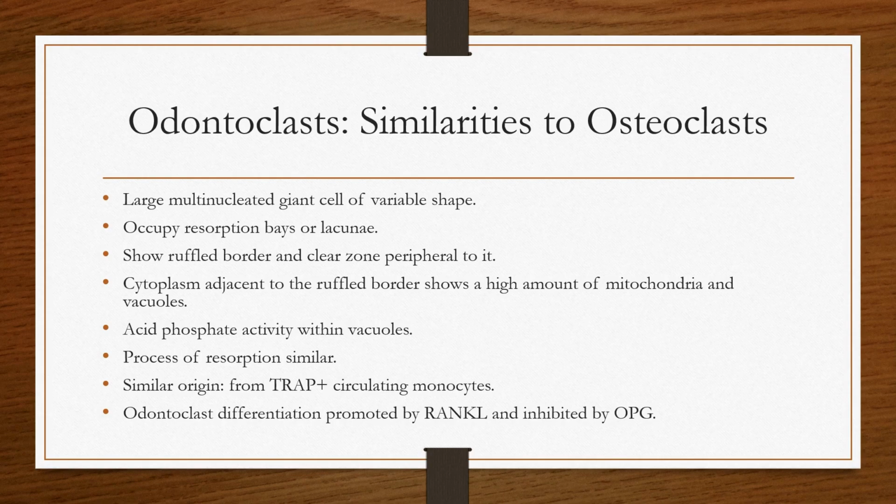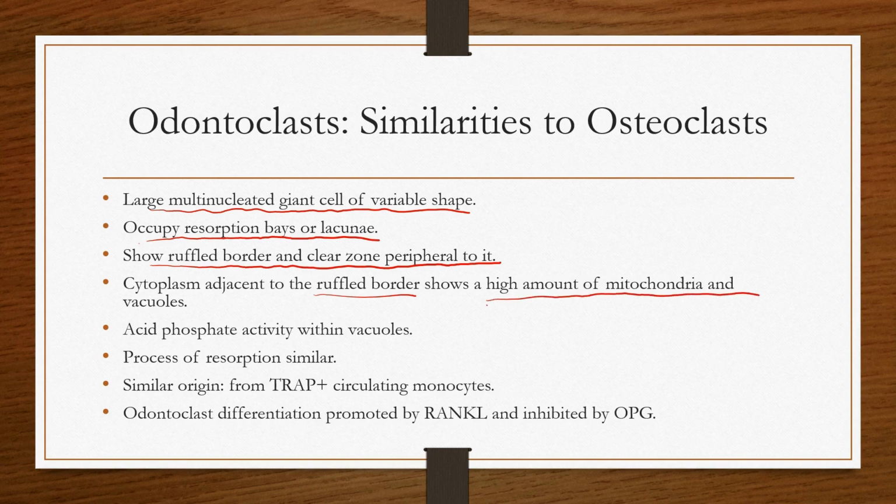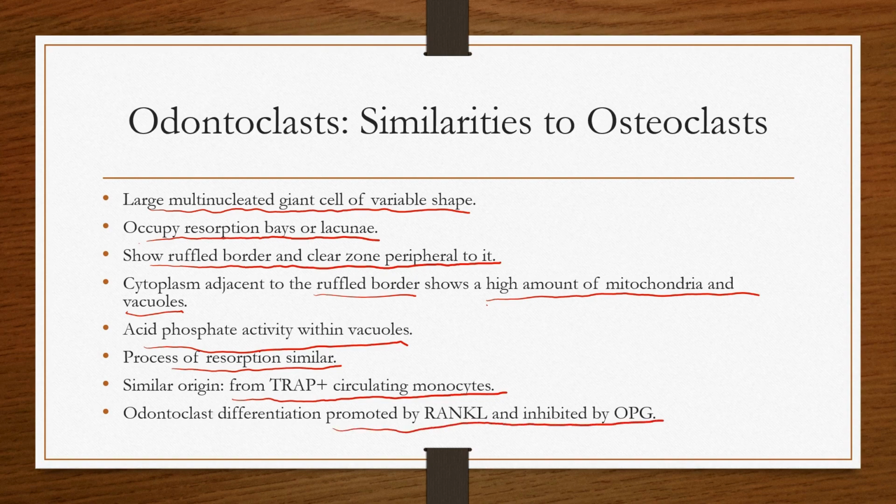So what are the similarities to osteoclast? Odontoclasts have large multinucleated giant cells of variable shape, occupy resorption bays or lacunae, show ruffled borders and a clear zone peripheral to it. Cytoplasm adjacent to ruffled borders shows a high amount of mitochondria and vacuoles. Acid phosphatase activity within vacuoles. Process of resorption is similar. Origin is similar from TRAP-positive circulating monocytes. Odontoclast differentiation is promoted by RANKL and inhibited by OPG.